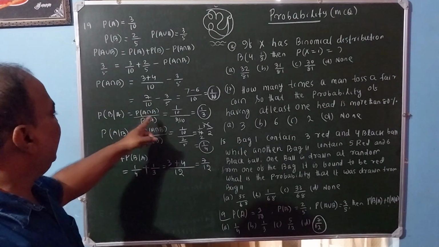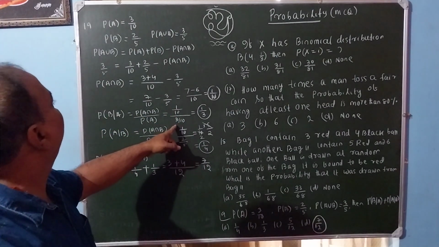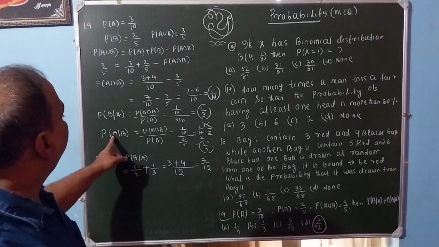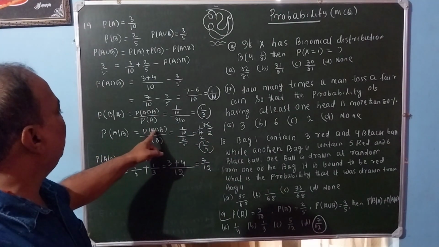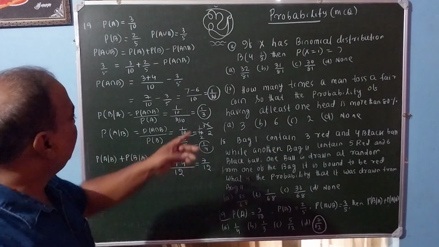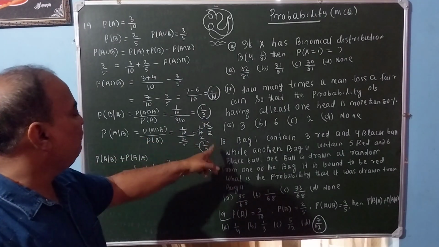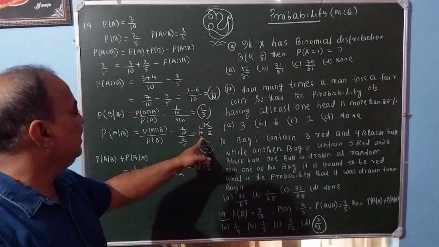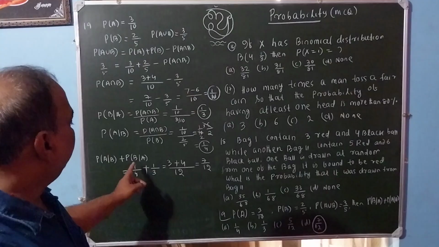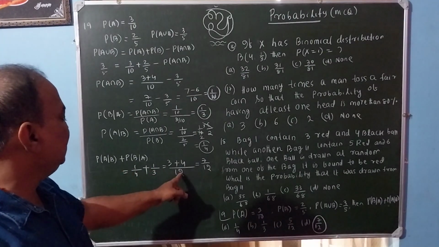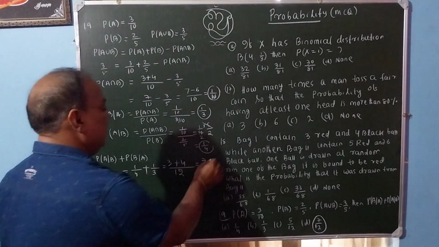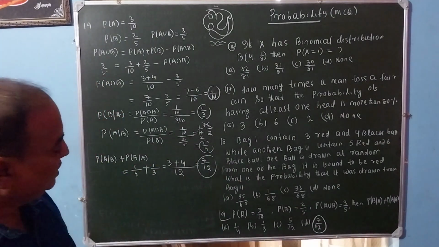Probability of B conditional A, 1 by 10 divided by 3 by 10, it is 1 by 3. Probability of A conditional B, probability of A intersection B divided by probability of B, it is 1 by 10. Here it is 5 by 2. 5 into 2, it is 2. 2 into 2, that is 4. 1 by 4 plus 1 by 3, LCM is 12. It is 3. Here it is 4. 7 by 12 is the correct answer of this question.